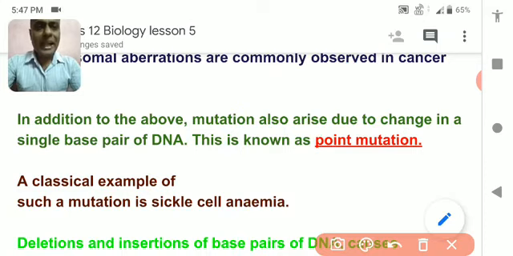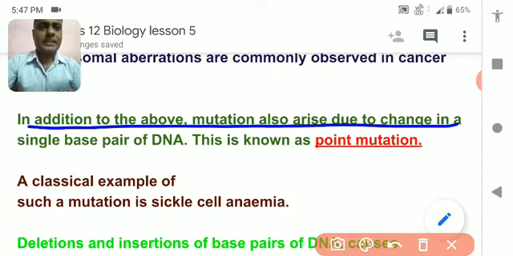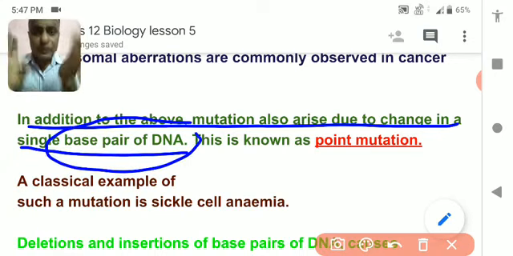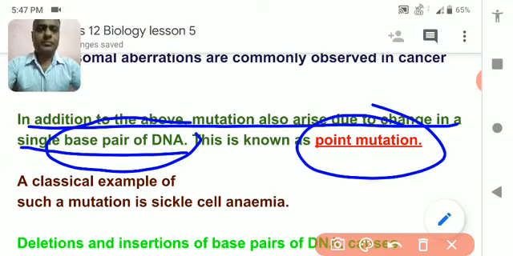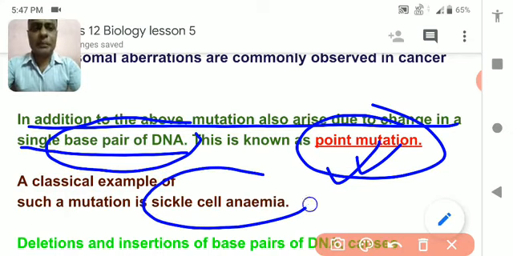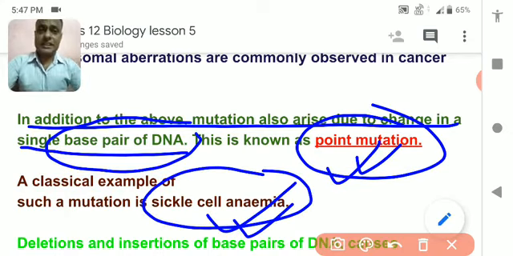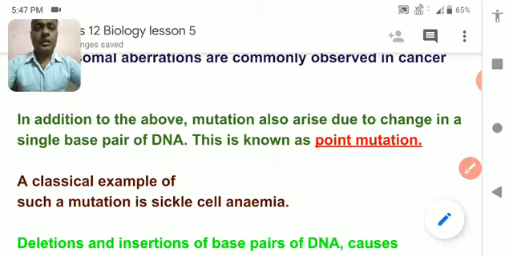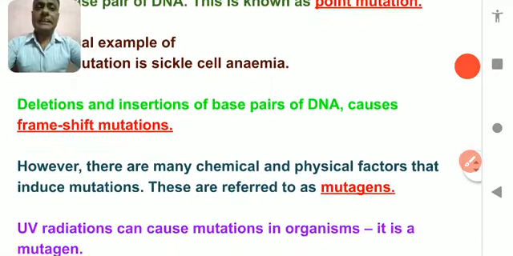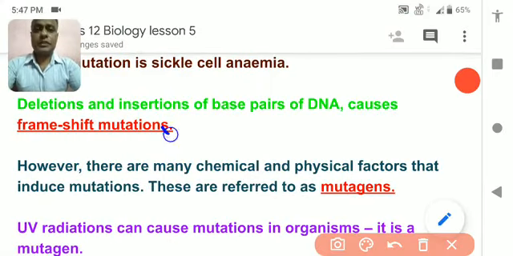So in addition to the above, mutation also arises due to the change of a single base pair. The single nucleotide change is called single base pair change, also called point mutation. The classical example of point mutation is sickle cell anemia. I will explain what is the main cause of sickle cell anemia. Just wait. Later on, what is called deletion or frame shift mutation.